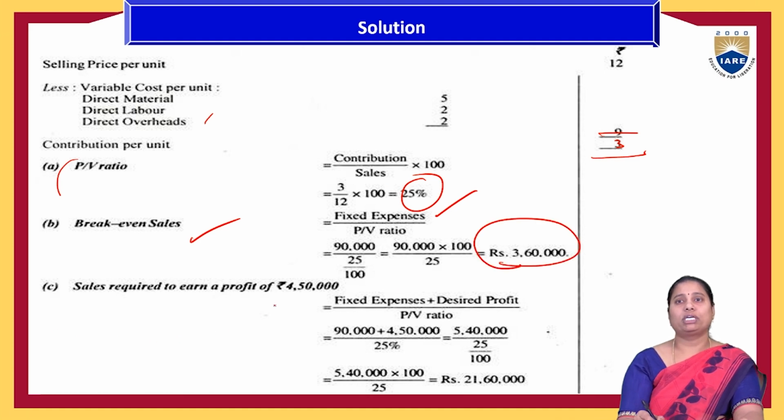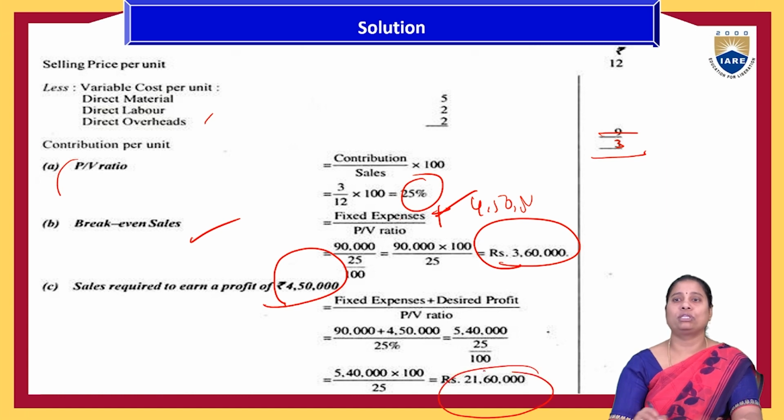And the sales required to earn a profit of 4,50,000 means, for the same thing we have to add this expected profit of 4,50,000, so that it can be calculated as 21,60,000.